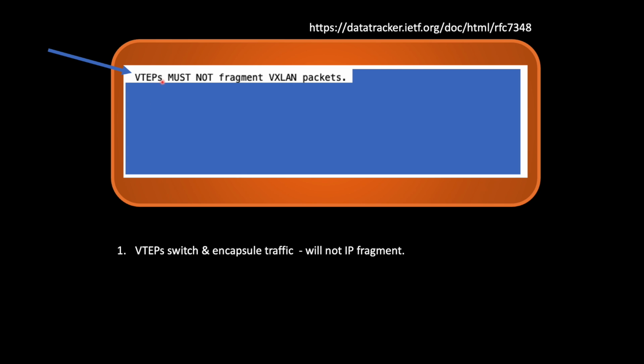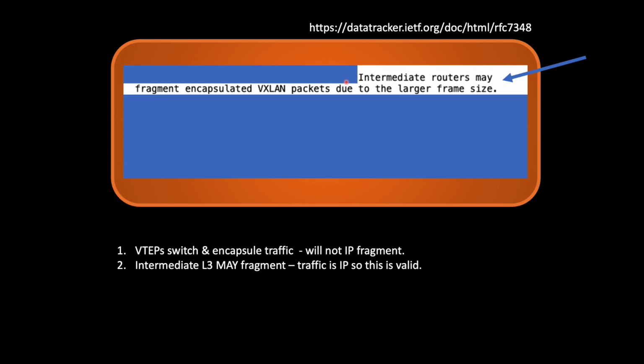First of all, VTEPs must not, so strongly worded, must not fragment VXLAN packets. They're there to switch and encapsulate the traffic. They're not going to perform any IP fragmentation for us. So it's not the VTEP's job to solve the problem of packets that are too big when they're encapsulated with VXLAN.